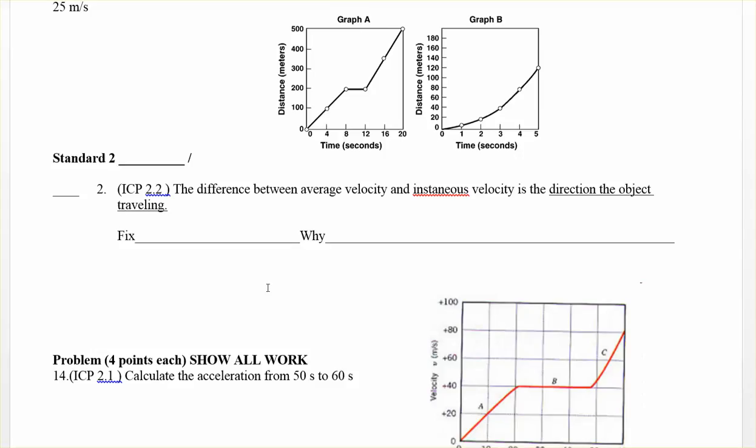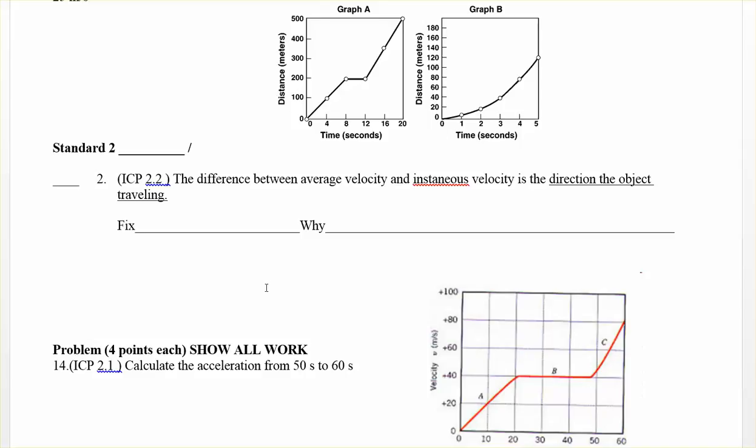The difference between average velocity and instantaneous velocity is the direction the object is traveling. No, this is false. The fix for this is: the difference between average velocity and instantaneous velocity is the time duration.